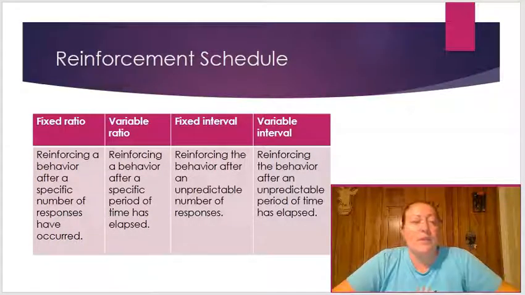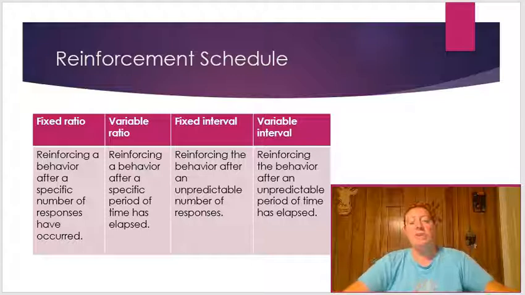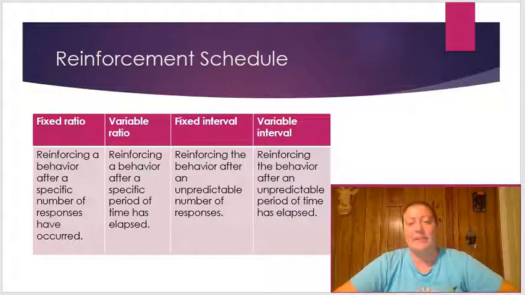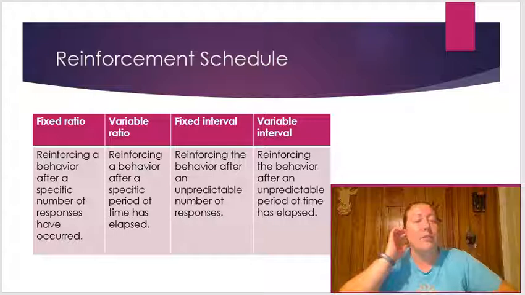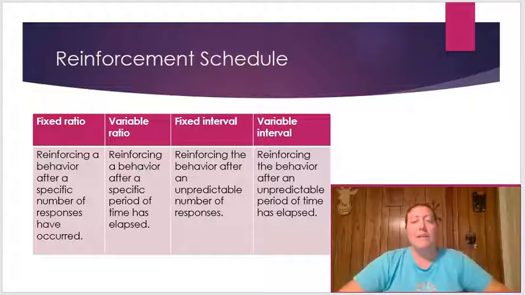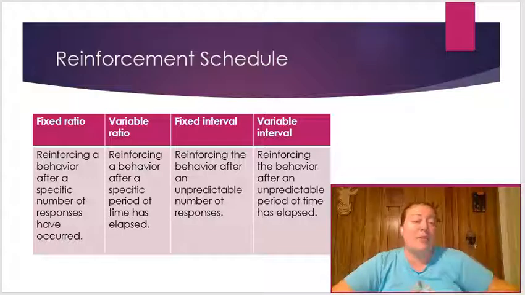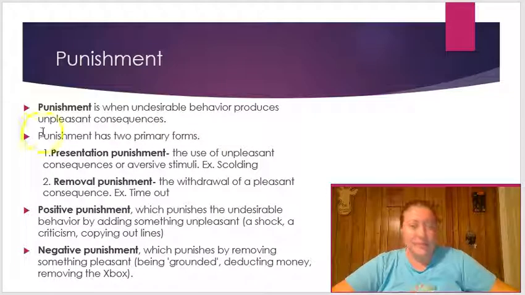The schedules of reinforcement: fixed ratio, that is reinforcement of a behavior after a specific number of responses. Variable ratio, that's reinforcement after a specific period of time has elapsed. Fixed interval, reinforcement of a behavior after an unpredictable number of responses. Variable interval is reinforcing the behavior after an unpredictable amount of time has passed.